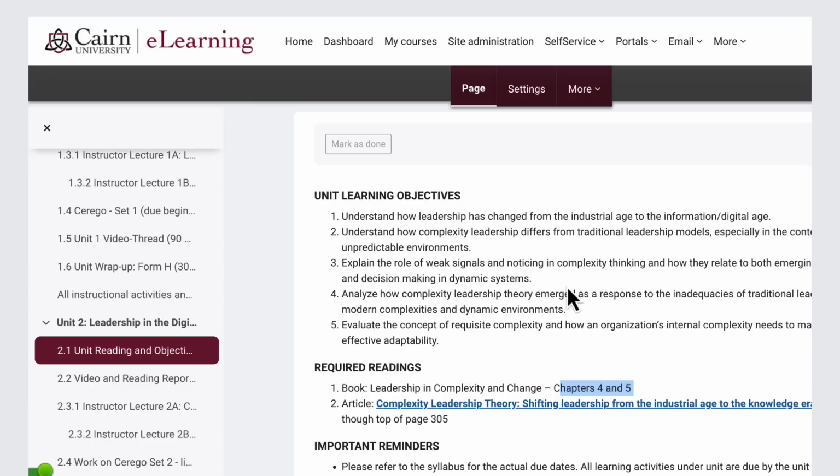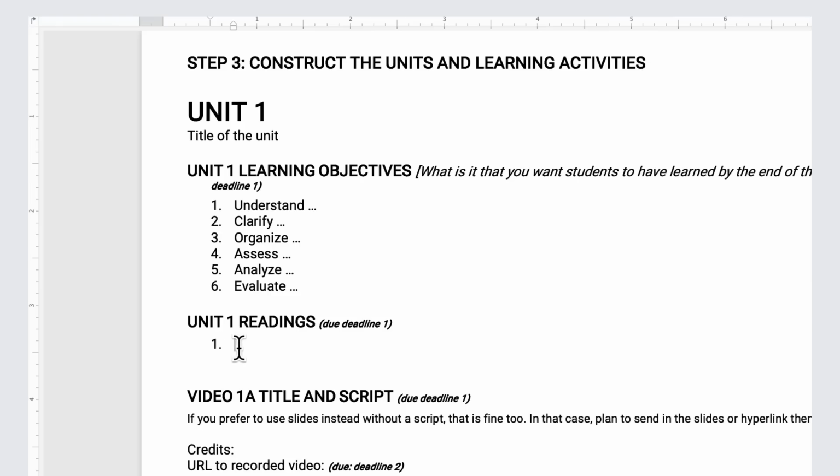As you contemplate the readings for the students, it's important that they be aligned again with the objectives for that unit. And you don't want to overload or make it too burdensome for the students to complete the readings. So it has to be something that will effectively help them understand those objectives for that particular unit. So as the course developer, all you have to do as part of the course planning is simply list the readings as part of the course map.